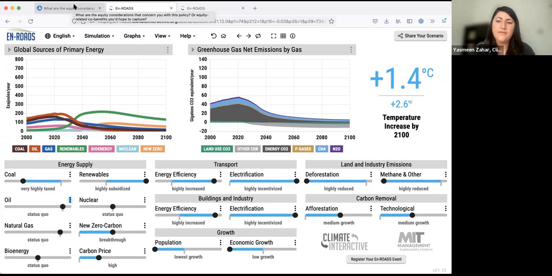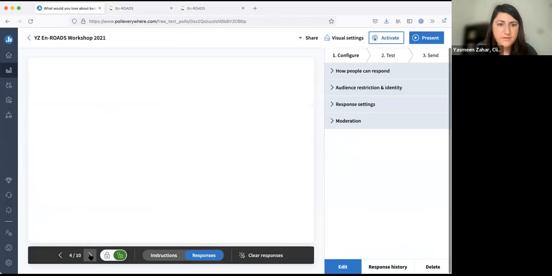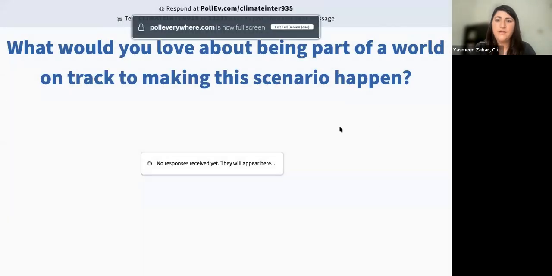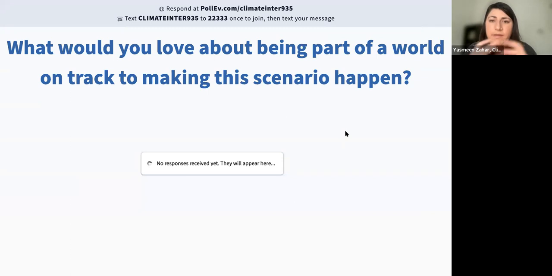Look at all of the solutions that we've implemented and talked about. So I just want to ask you all to take a moment, both just to sit with yourself in imagining that type of world. And when you get a chance, maybe share in this poll, what would you love about being a part of a world on track to making this scenario happen? So what would you love about being a part of a world that gets us to 1.4 degrees? So I'll just give you all a couple minutes to sit in silence, sit with yourselves, and share in the poll what you'd love about being a part of this future. And I will read those aloud so that we can all share together.